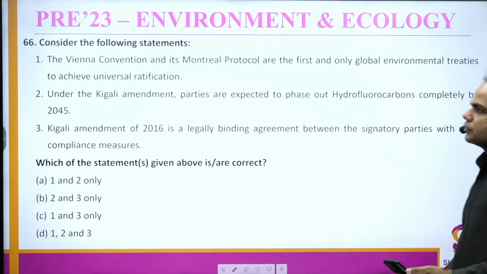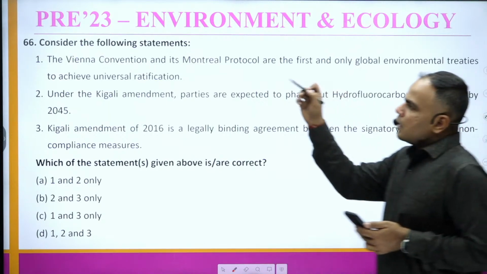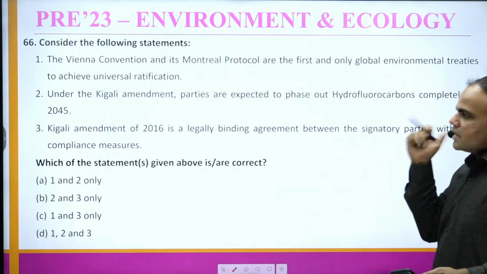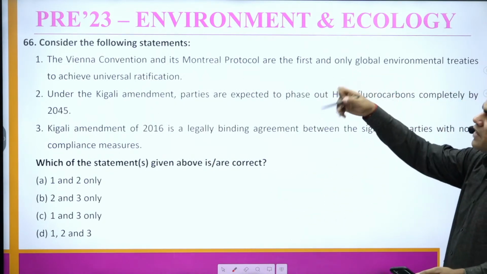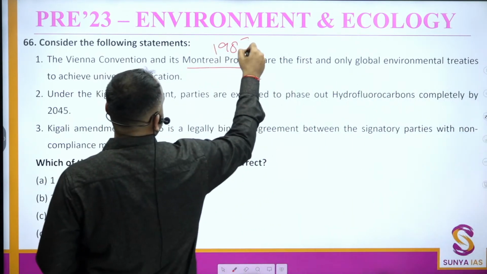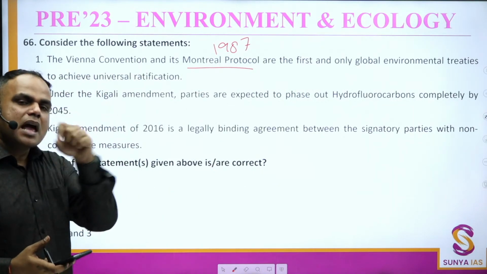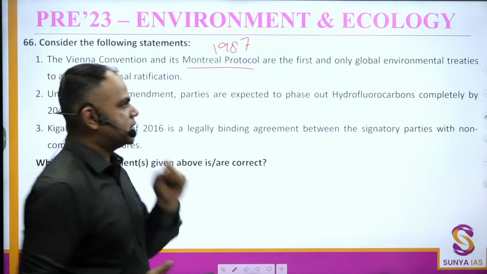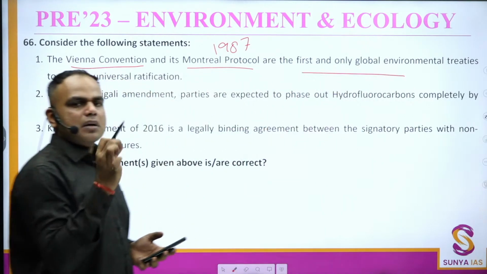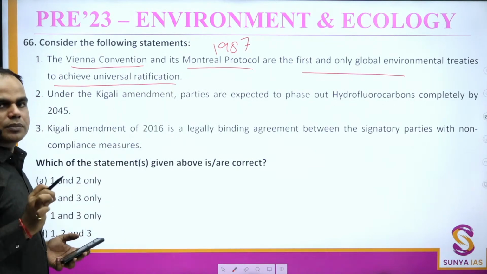Moving forward, question number 66. Now for question number 66 we have to see the Vienna Convention, and by the way, this question is talking about ozone depletion and the protocols related to it. The Vienna Convention came in 1985, followed by the Montreal Protocol in 1987. The Montreal Protocol spoke about banning chlorofluorocarbons and replacing them with hydrofluorocarbons. Now the question is asking you, these are the first and the only global environment treaties to have universal ratification. Okay, this is true.